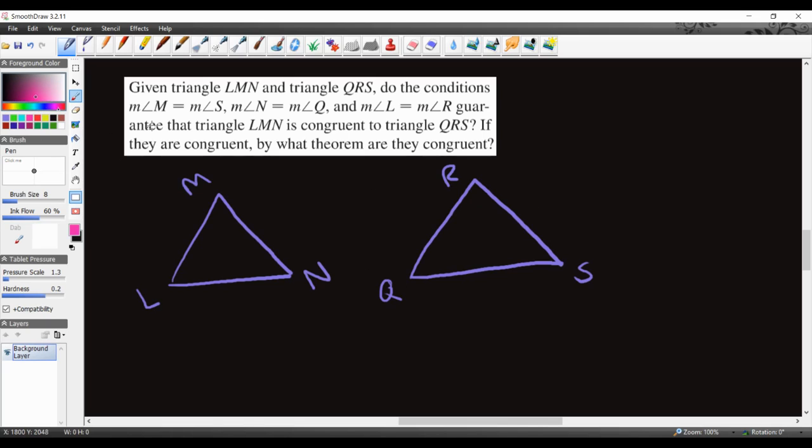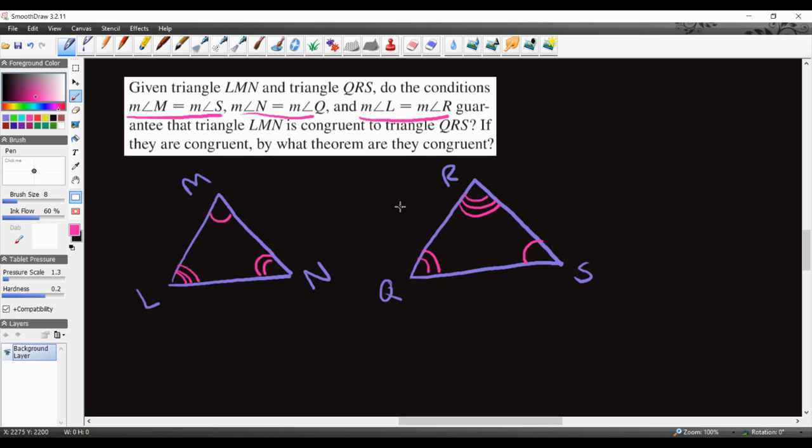Okay. We are given that angle M is equal to angle S. So angle M is this one. So I'm going to match it to angle S. Okay. Angle N, so I'm going to put two curves for this one, is equal to angle Q. Okay. And angle L, so this one, is equal to angle R. Okay. So let's go ahead, and that's all we have.